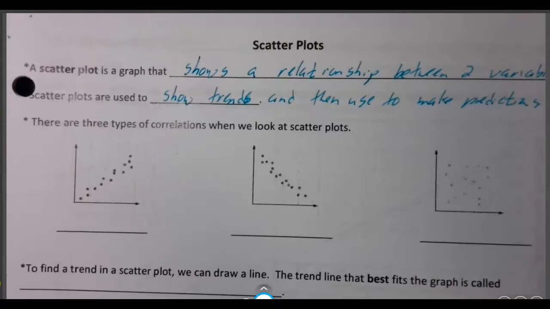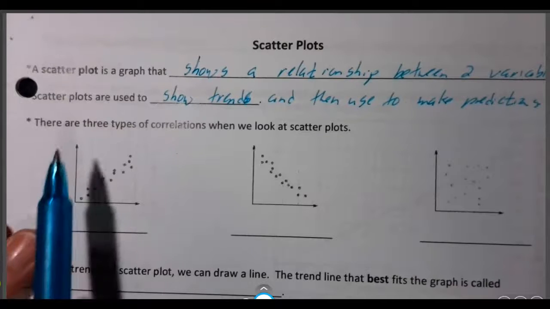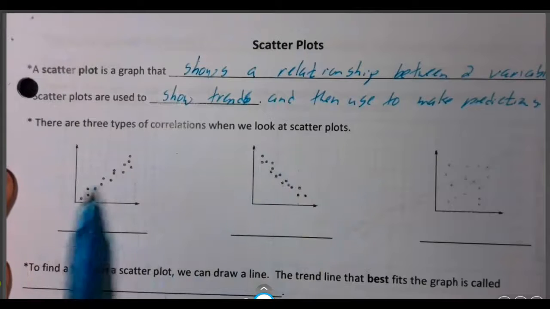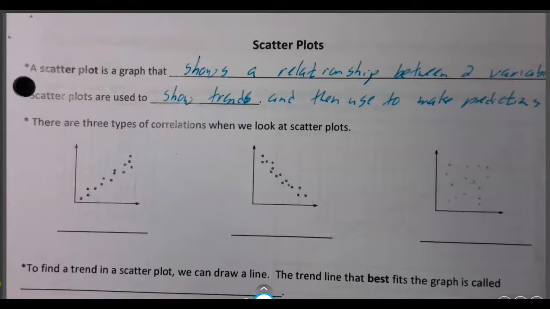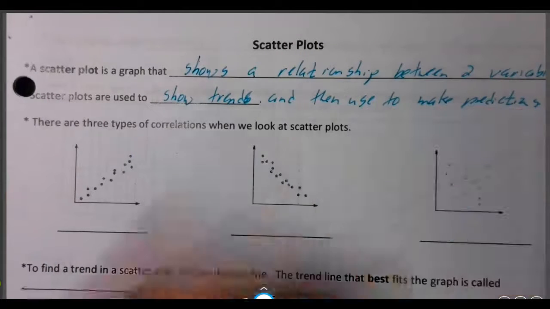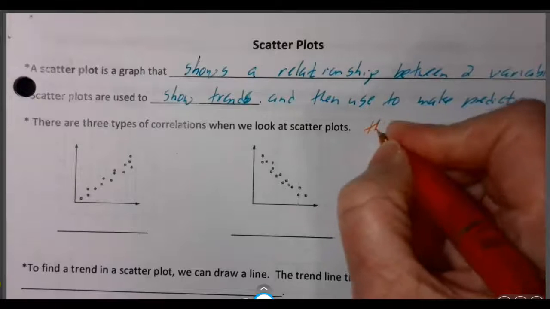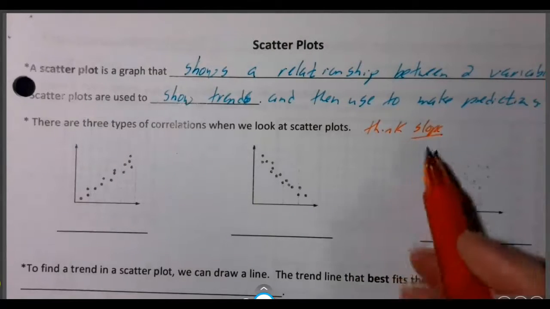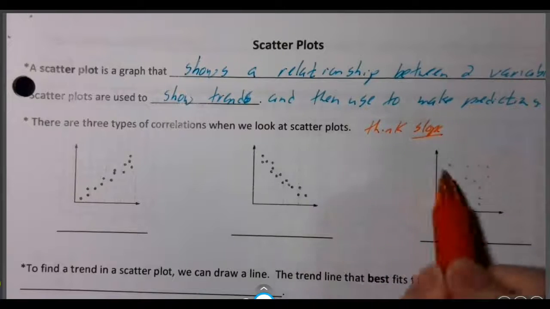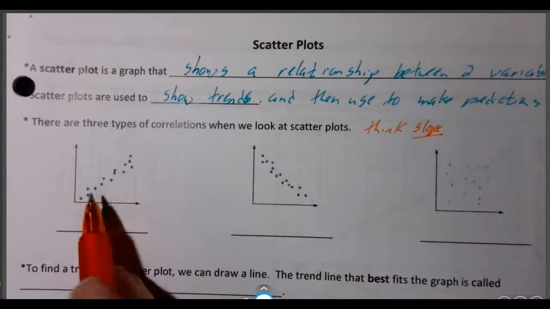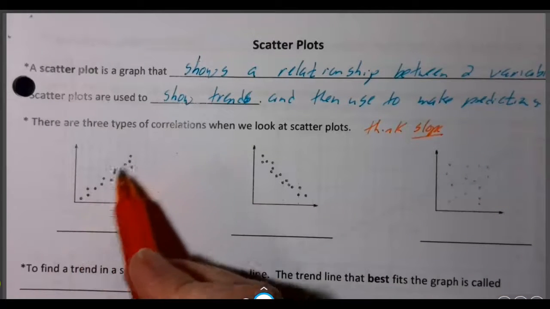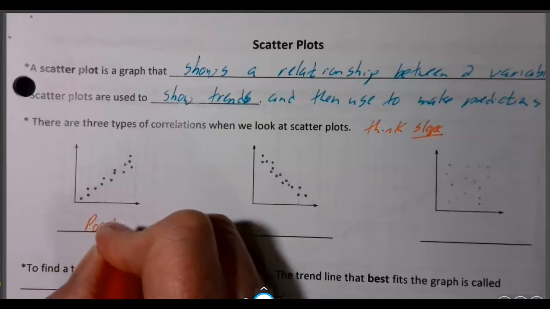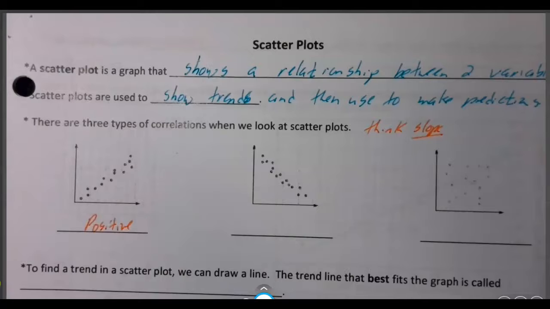So let's talk about the different types of trends that we can see. There are three types of correlations or trends when we look at scatter plots. So the first one you can see here, and think slope. Think slope. I know that's what we all want to be thinking about is slope, but it's cool stuff, slope. Okay, remember rise over run. How much does it go up compared to how much it goes over? So if we look at this one, if we were to look at a line right here, what would my slope be? It'd be positive, exactly. This would be a positive slope.